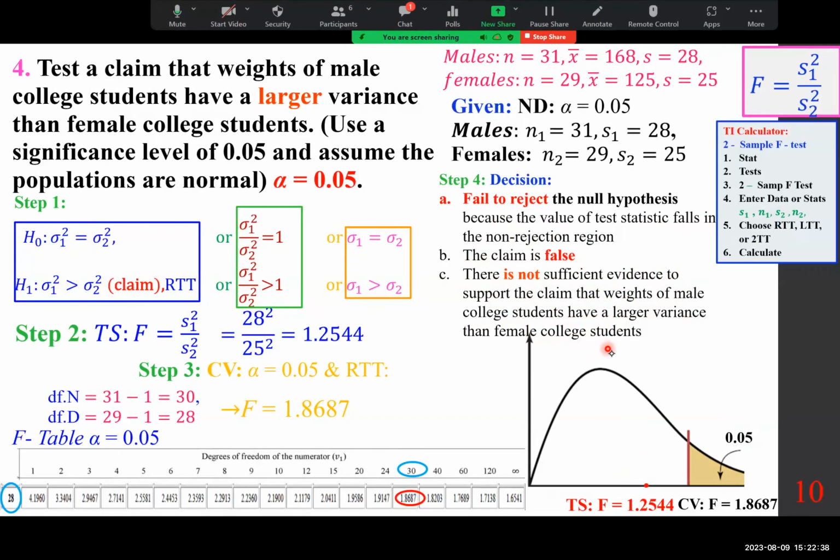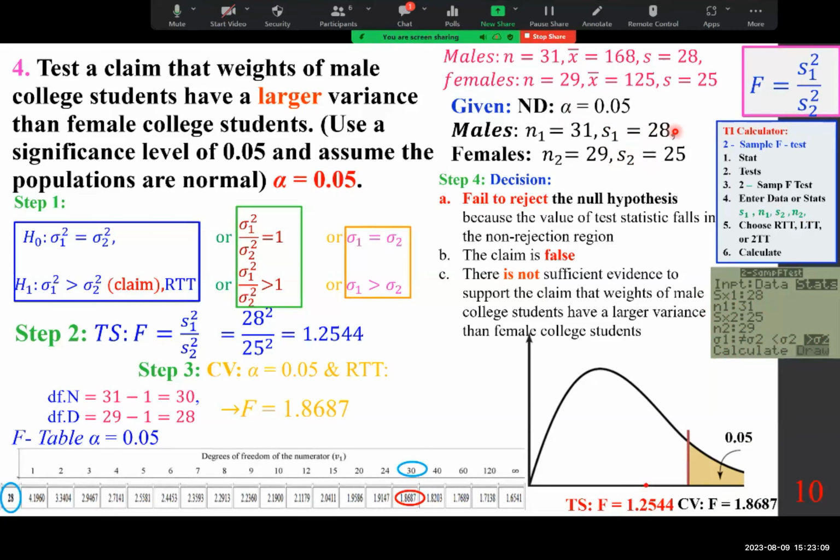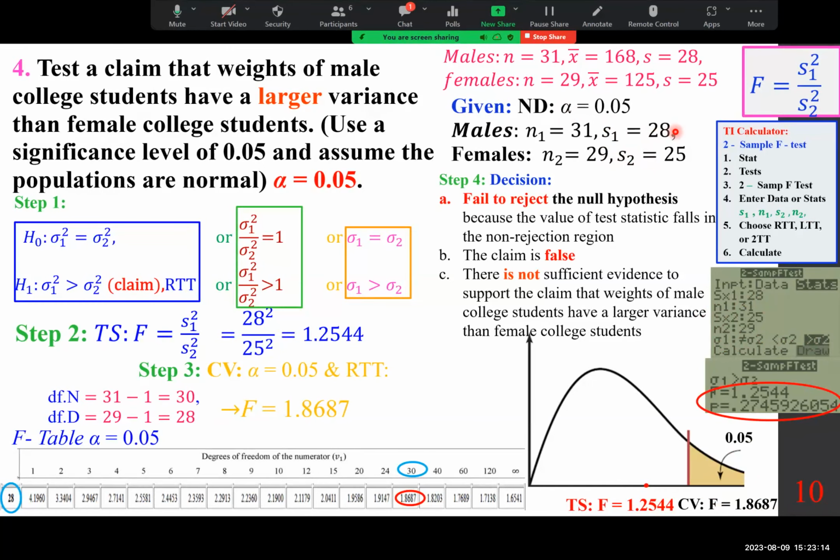How about technology? You use the two-sample F test and you input S sub 1, N sub 1, S sub 2, N sub 2, and you choose a tail. In this case, it is a right-tail test. And again, don't forget, I'm going to emphasize this: make sure the first group has a larger S. So if this was written at the top, you use this one as the first group, the one with the larger S. When you do that, it gives you those values.